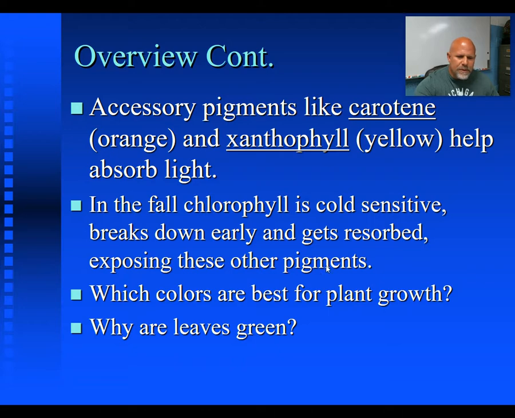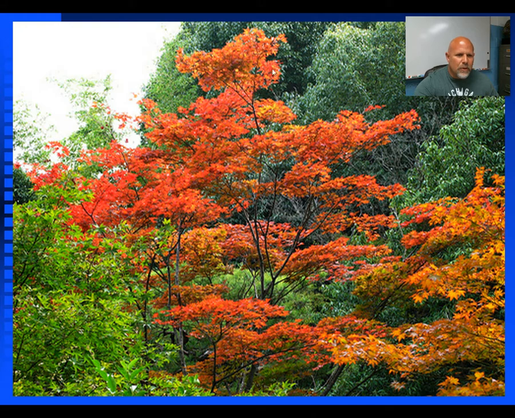And this exposes the other pigments. So in the fall, we see the reds and the yellows and the oranges that were there all year. They just don't become visible until the fall. So you can see here the chlorophyll is breaking down, getting resorbed, and the other pigments are becoming visible. Eventually, the whole leaf will turn a certain color. Sometimes it'll go through phases. It'll go through yellow to orange to red. All those pigments are in there. They're just being resorbed by the plant at different rates.